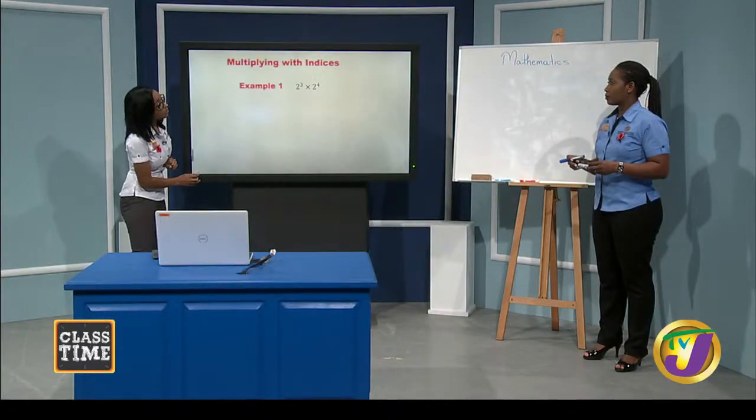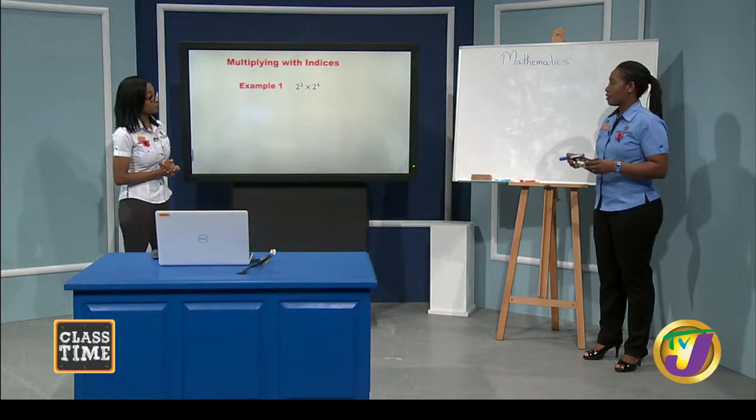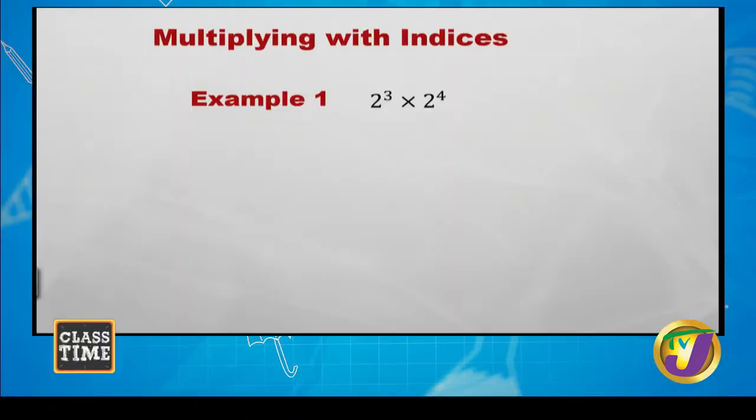Let's take a look at multiplying with indices. We have example 1 here: 2 raised to the 3rd power multiplied by 2 raised to the 4th power. As you can see, they are of the same base. So let's see what this would look like if we were to expand it.